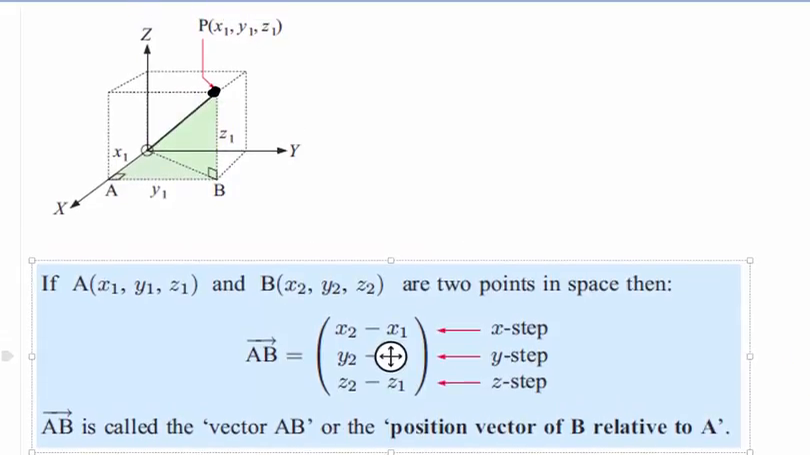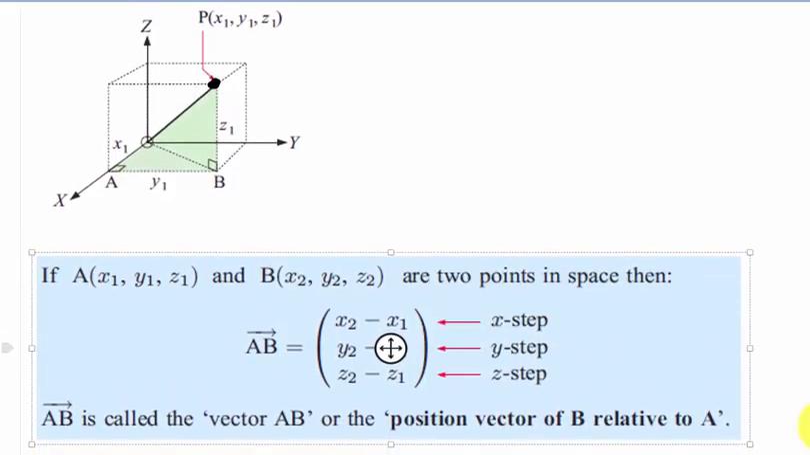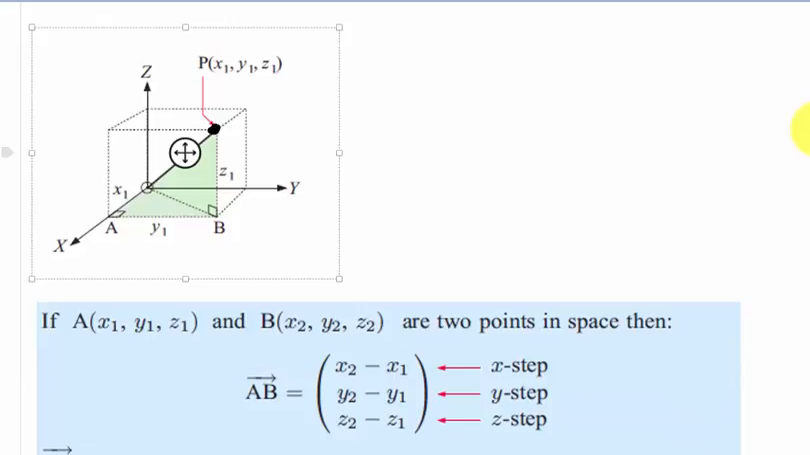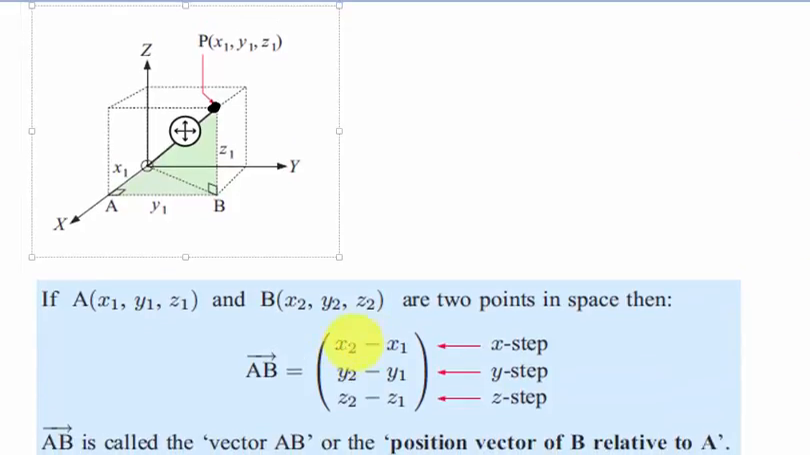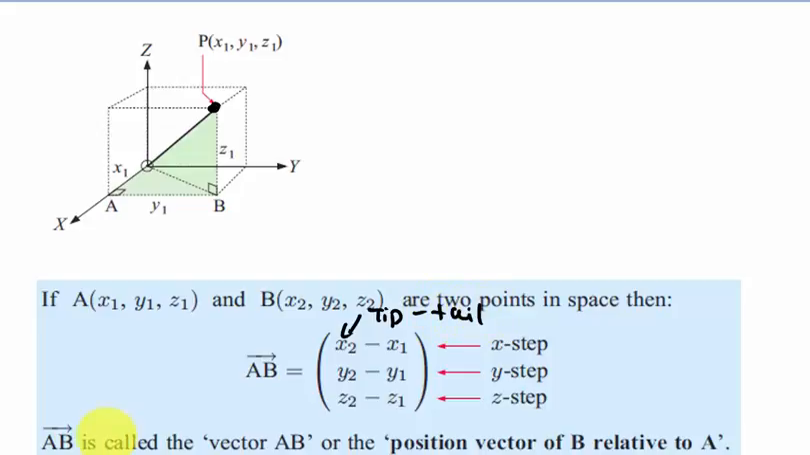Now, if we have a and b, so where it begins and where it ends, then to find the position vector, we're taking where it's ending. So I guess I call that the tip. And we're subtracting the tail, where it's beginning. So for the vector AB, we're really doing x2 minus x1.